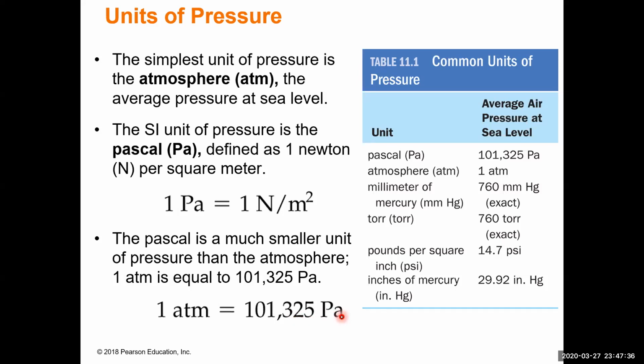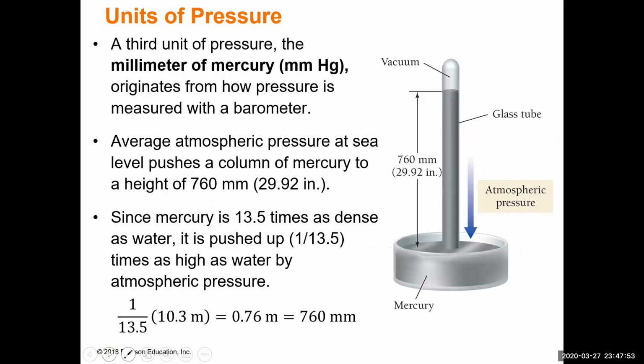In our next slide, we'll look at some more units of pressure, but know that table 11.1 can help you with a lot of your conversions in your homework between the different units of pressure. So a third unit of pressure is called the millimeter of mercury. Millimeter, we know, is denoted by a lowercase mm, and mercury's atomic symbol is Hg. So the unit of pressure, millimeters of mercury, is denoted by mm capital Hg.